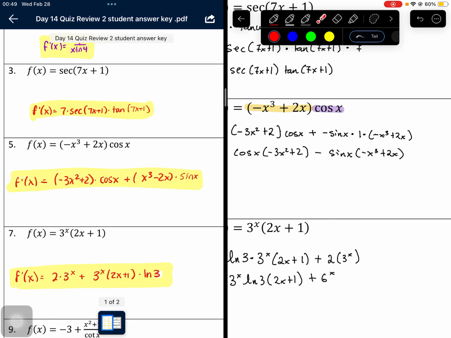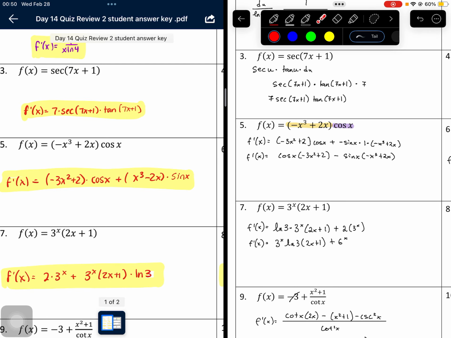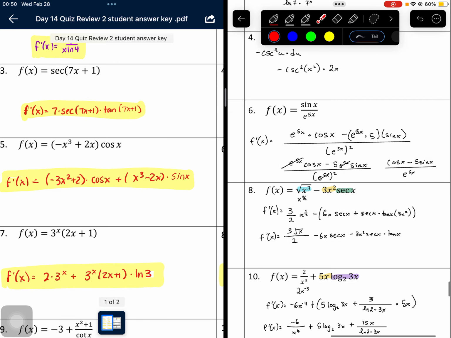is, wait. How did they do this? Okay. Give me a second. I think what they did was play around with the negative here, trying to move it out, therefore making this positive, which caused this to become negative. So therefore, our answer is correct. It's just a different order.